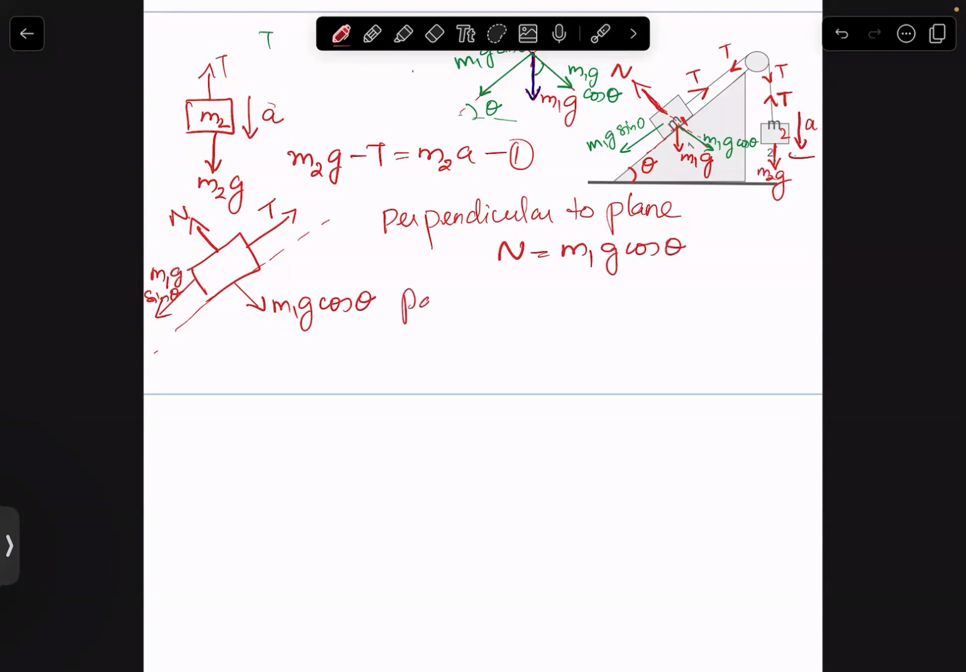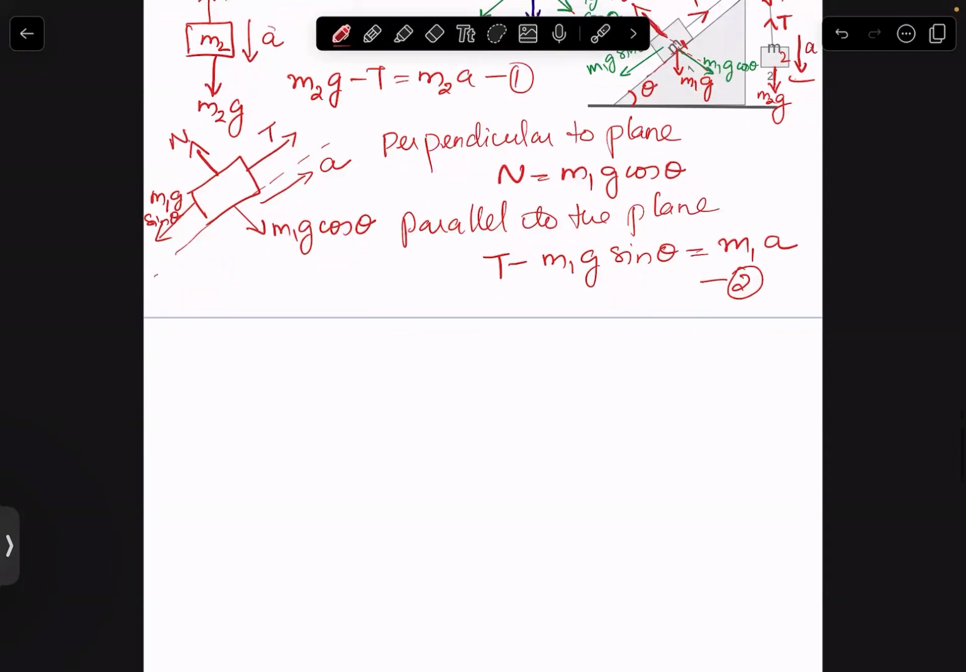And parallel to the plane, what is happening? Parallel to the plane, there is this T acting, and this whole system is accelerating upwards along the T direction. So T minus m1g sine theta is equal to m1 times a. This is equation 2 I am taking. Okay, 2 equations, 2 unknowns.